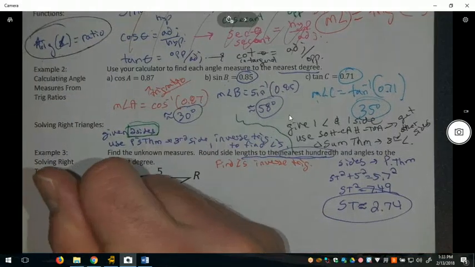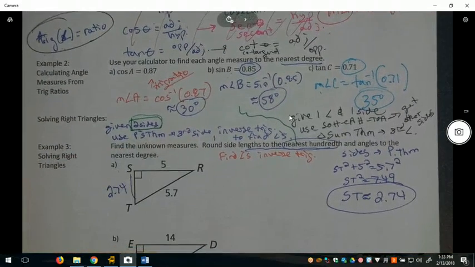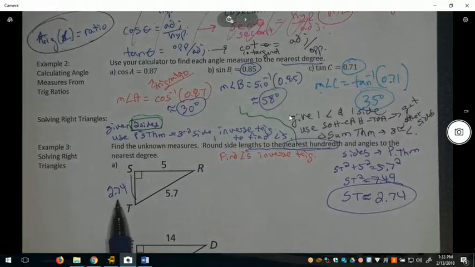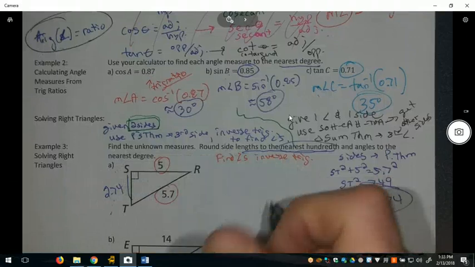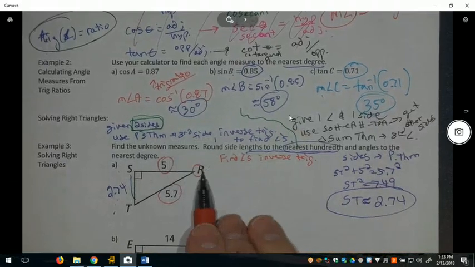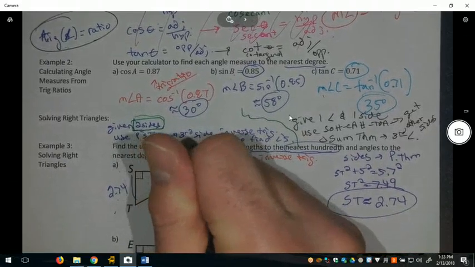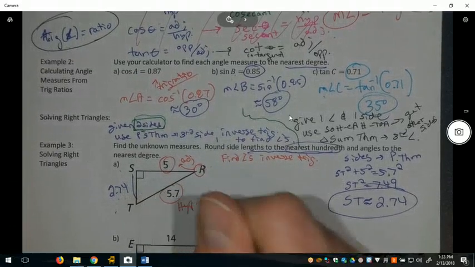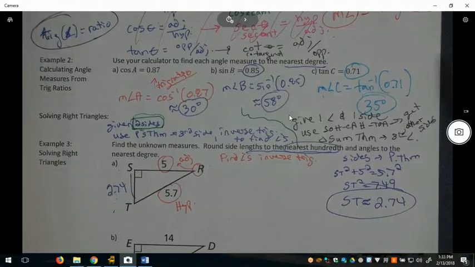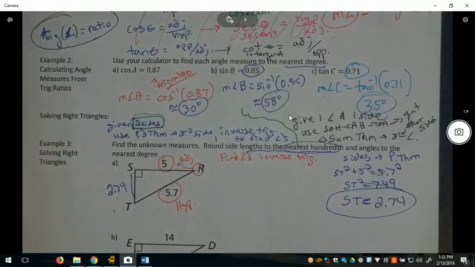Well, we found the other side. Great, I know that that's 2.74. I should not use that side when I'm calculating angle values. I should only use the lengths that were given. With respect to angle R, the 5 is the adjacent, and the 5.7 is the hypotenuse the whole time. So we go back to SOHCAHTOA.